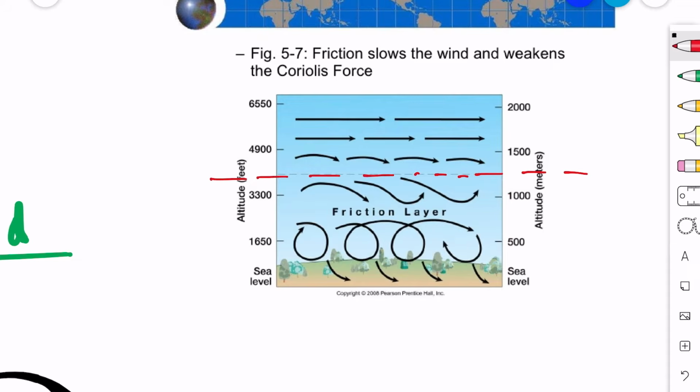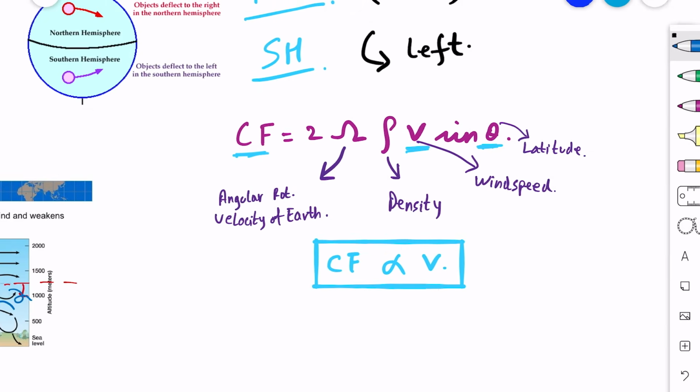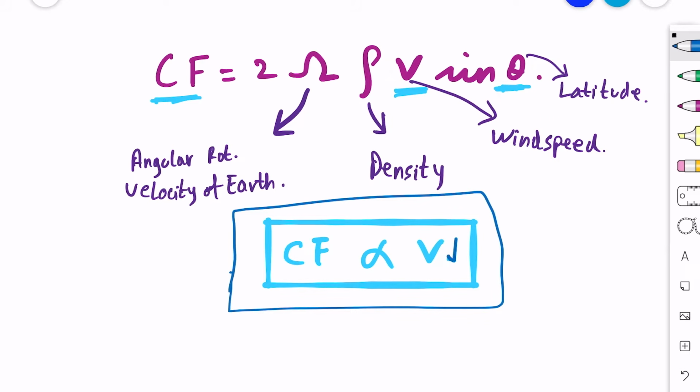layer is disturbed air. Now this air can be disturbed due to buildings or due to terrain. So if there are mountains or houses, anything, the wind will naturally be disturbed. And since there's a lot of friction in this layer, it's known as the friction layer. Now in the friction layer, the wind speed will decrease. And as the wind speed decreases, the Coriolis force will also decrease, because the Coriolis force is directly proportional to the wind velocity.